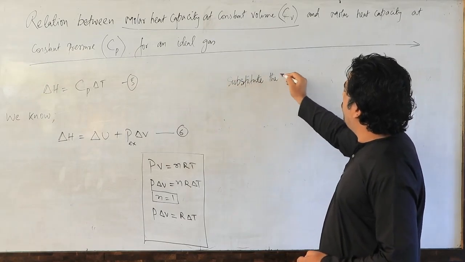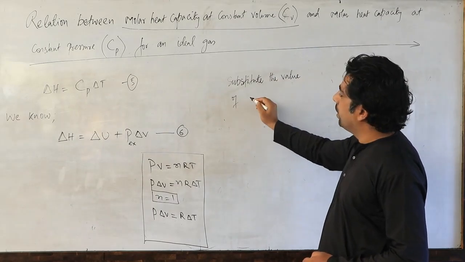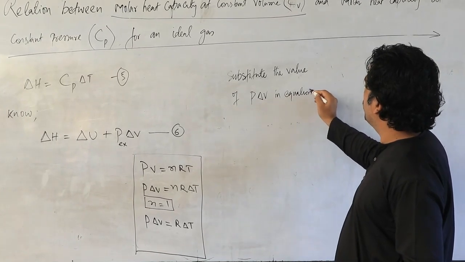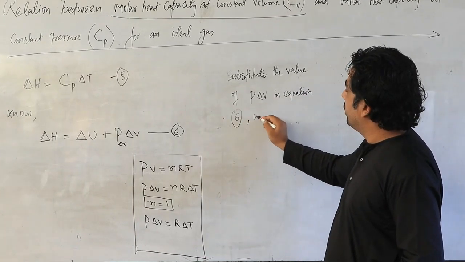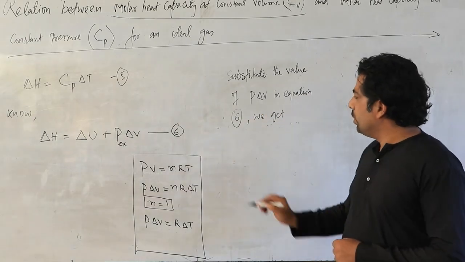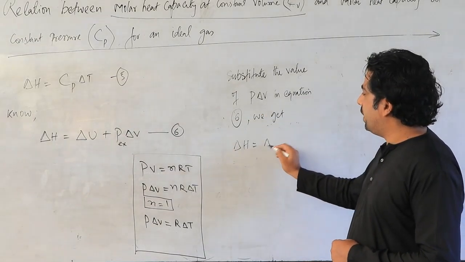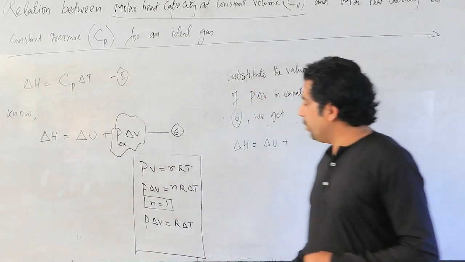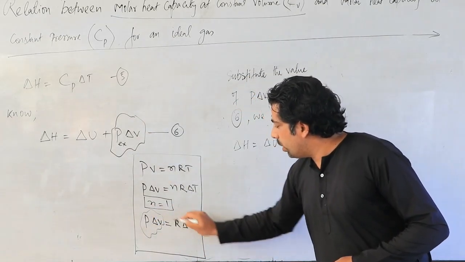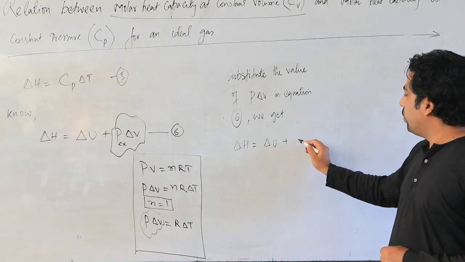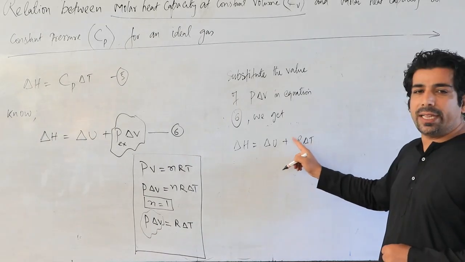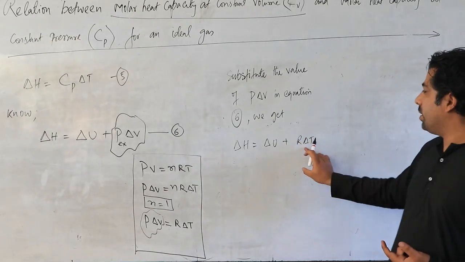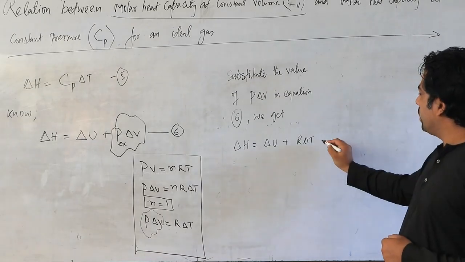Substitute the value of P delta V in equation 6, we get delta H is equal to delta U plus, in place of P delta V, we know that P delta V is equal to R delta T. Actually it's equal to nR delta T, but n is 1 mole, so we are not writing it out. So we got R delta T here. Let's call it equation number 7.